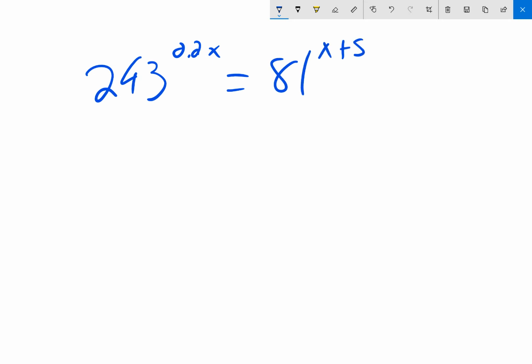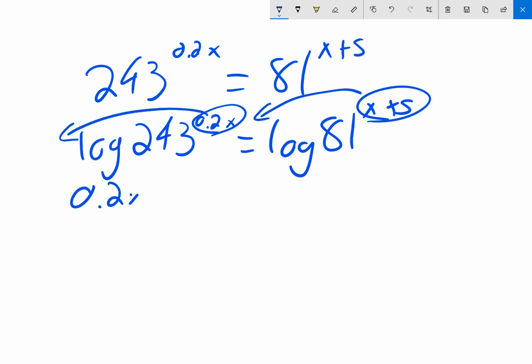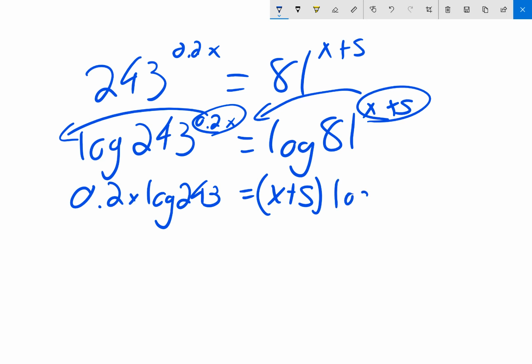All right, we got 2 more exponential problems. So 243 to the 0.2x power equals 81 to the x plus 5 power. So same steps as always. First step, put log in front of this. Step 2, move the exponents to the front. Step 3, divide by logs.